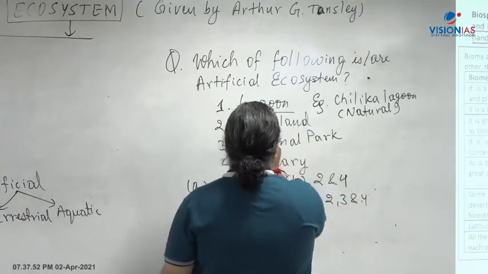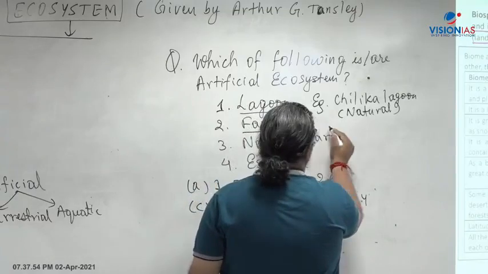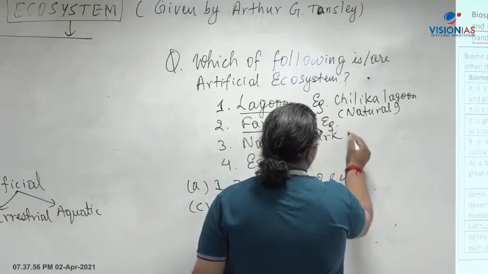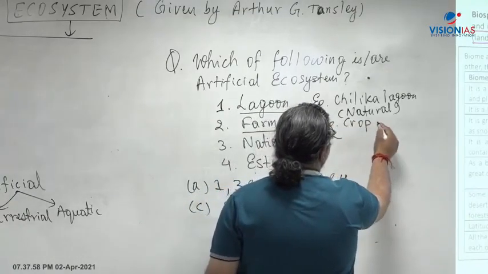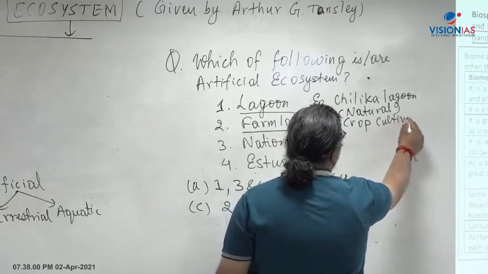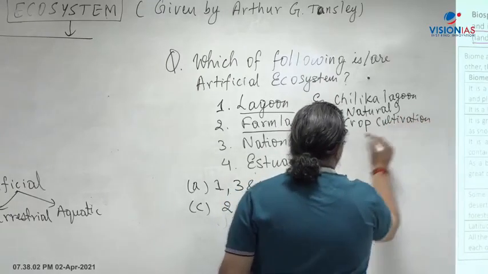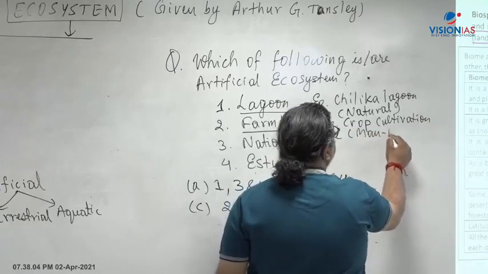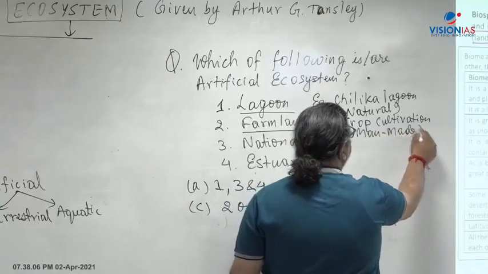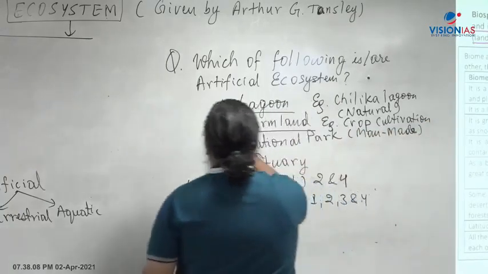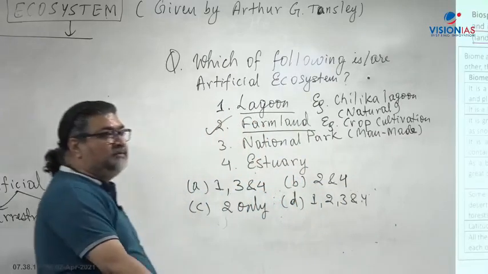Now farmland, let's say, for example, crop cultivation, where we carry out crop cultivation, is a man-made wetland, an artificially created or human-constructed wetland. So 2 is definitely an artificial wetland.